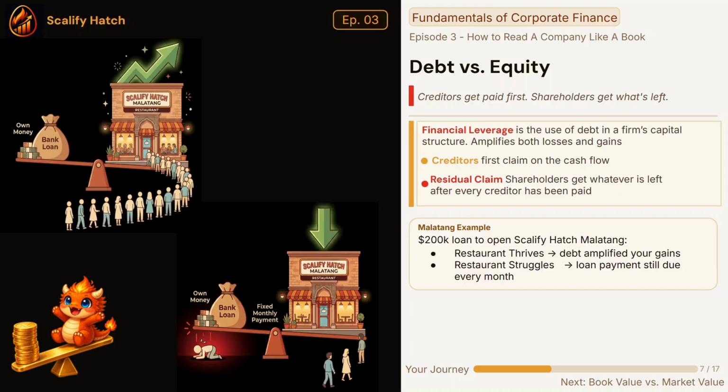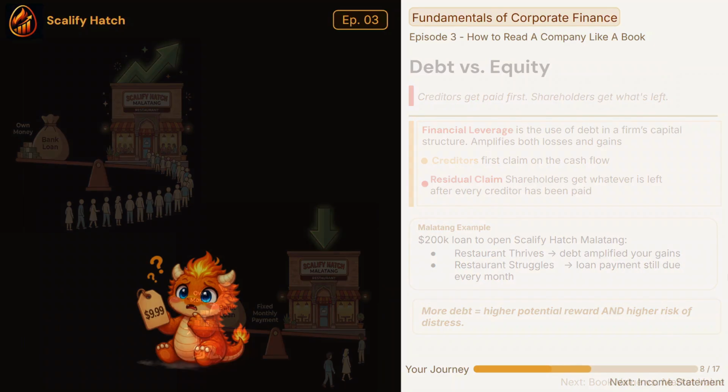So the main point here is that more debt equals higher potential reward. More debt also equals higher risk of financial distress. Both are always true at the same time.